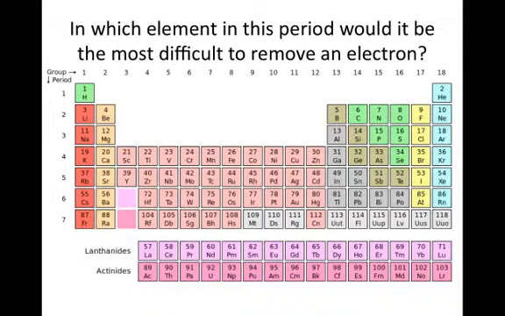So, with that said, in which element in this period would it be most difficult to remove an electron?